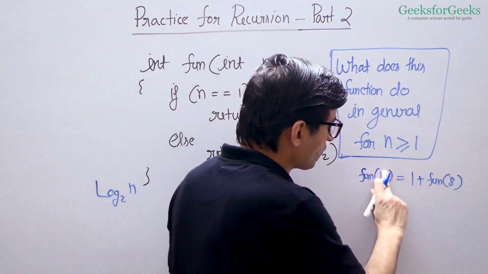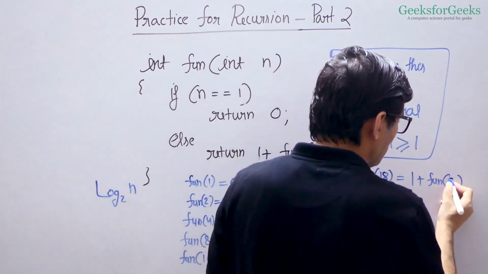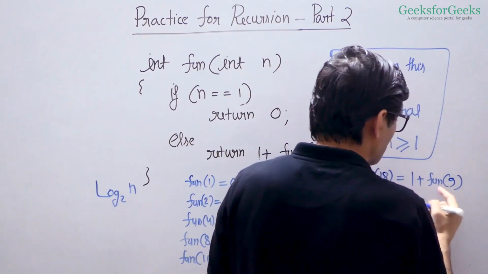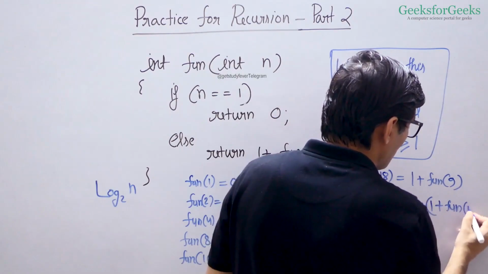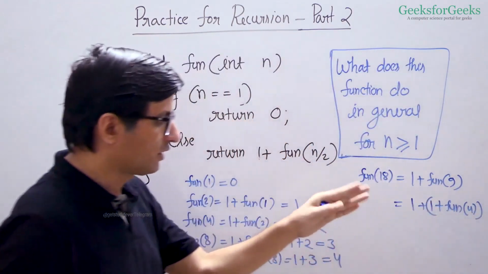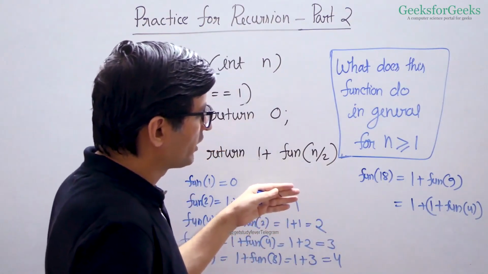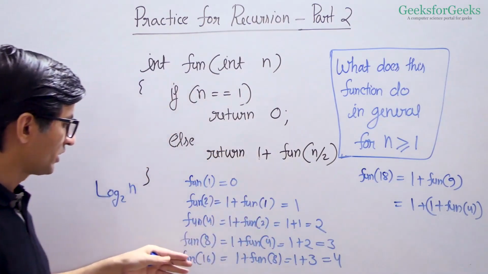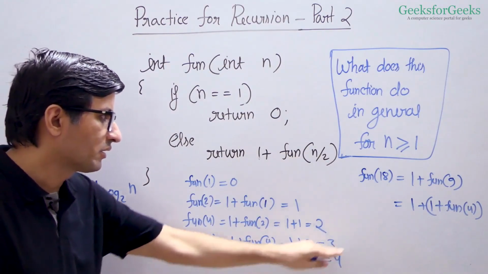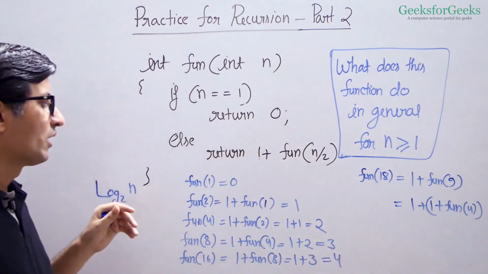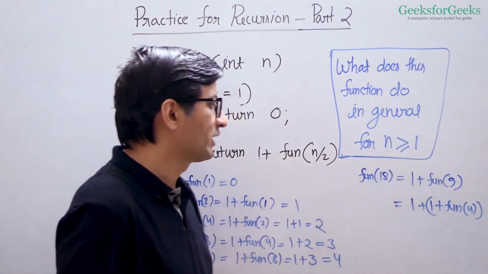In fact, if you call it for 18, then it's going to call 1 plus fun 9, and then fun 9 is going to call 1 plus fun 4. And here you again remove the remainder, right? So for 18 also, you are going to get the same answer as 16. You will get 1 plus 3. And 17 also gave the same answer, 1 plus 3, because it was 1 plus fun 8.